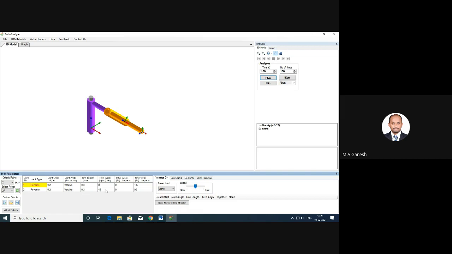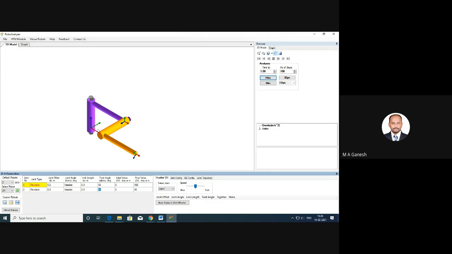When you provide an angle of 0, there is no twist of the second joint with respect to the first joint. If you provide an angle of 90 degrees, then you can see the second joint is at an angle of 90 degrees with respect to the first joint. So this is the twist angle with respect to a revolute joint.